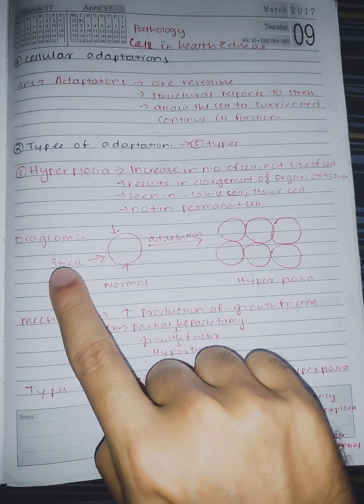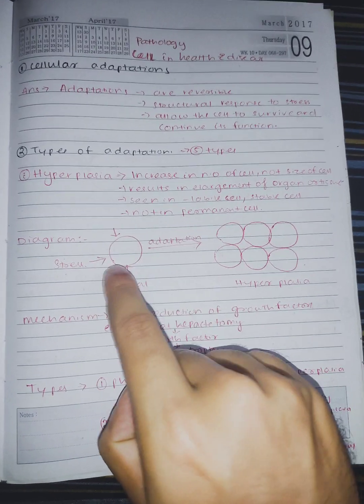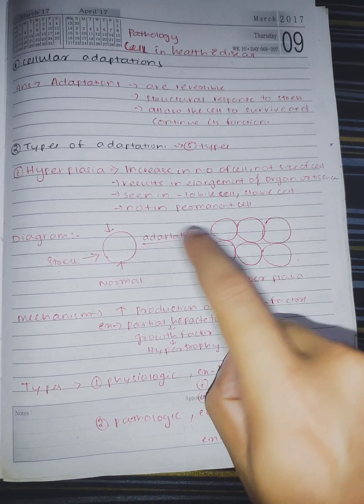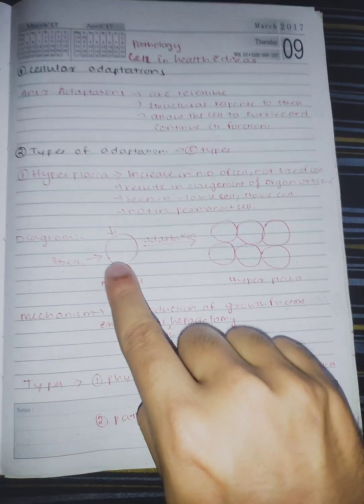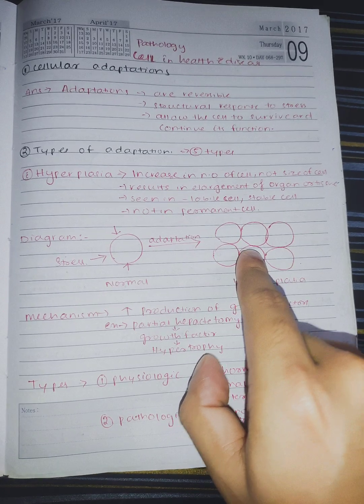It's the diagram of a hyperplastic cell. It's the normal cell. When the stress is put on the normal cell, it is converted into a hyperplasia. Means there is increase in number of the cell. Here is one cell, here are 6 cells. So there is increase in number of cells, that leads to increase in size of organ.